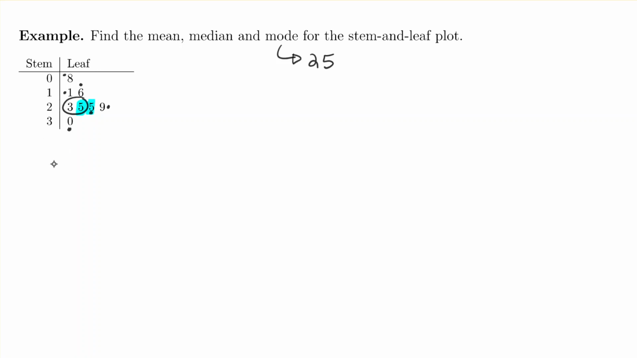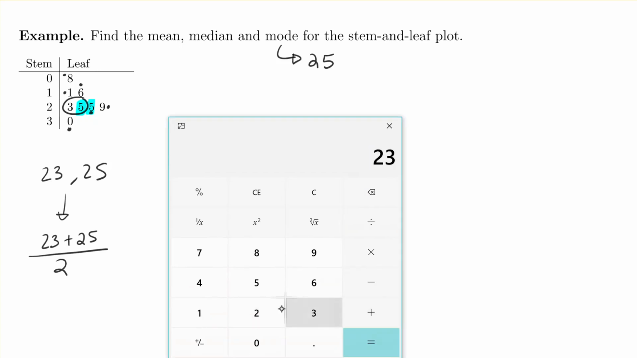Specifically, the two middle values are a 23 and a 25. So when I average those, I get 23 plus 25 divided by 2, and my median should be 24.